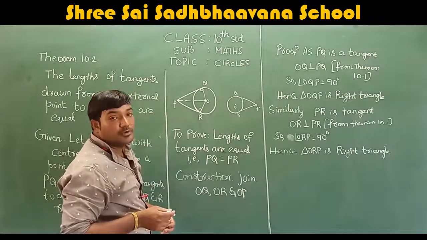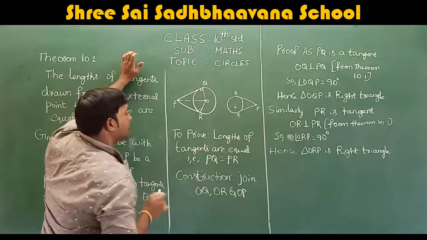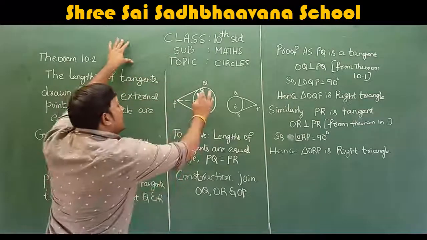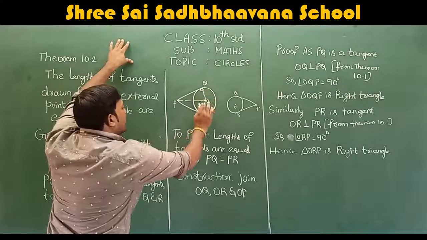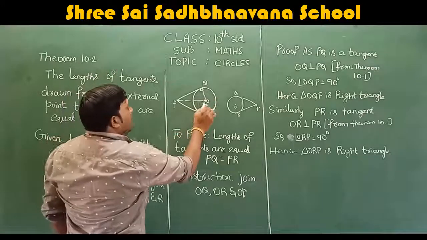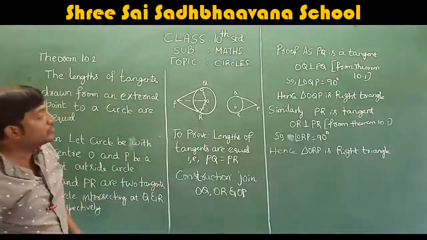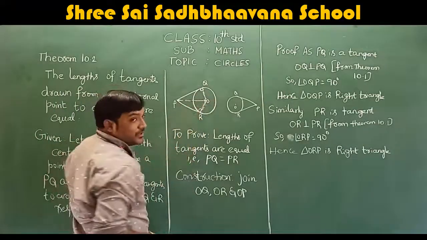So we have to prove PQ is equal to PR. Next, construction. What we are doing in the constructing part is joining OQ. Just join this, or you can put dotted lines, dotted marks also. So OQ we joined and OR we joined, correct? So OQ and OR and also OP is joined. All these three are joined, so this comes under construction.